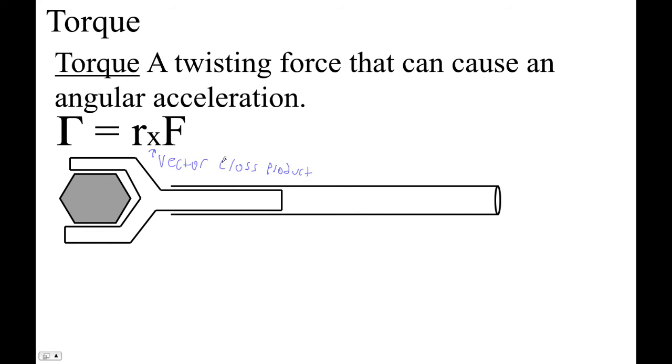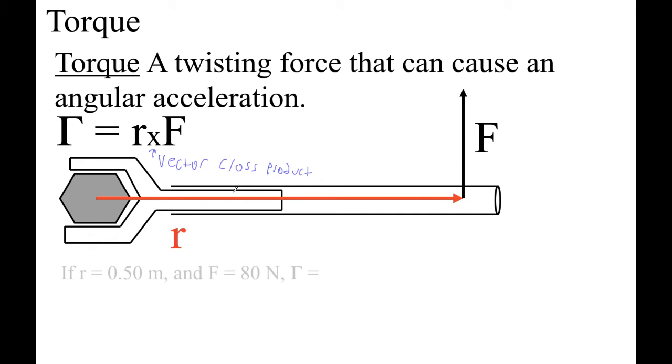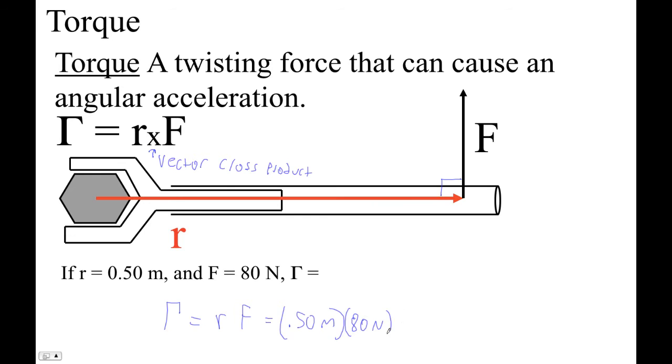Okay, and let's just do an example of this. We've got a radius, we've got a force. If it's 0.5 meters and 80 newtons, then our torque is just simply RF. And if they're at right angles, it's as simple as this. We just multiply them like that. So it's 0.5 meters times 80 newtons, and so we end up with 40.